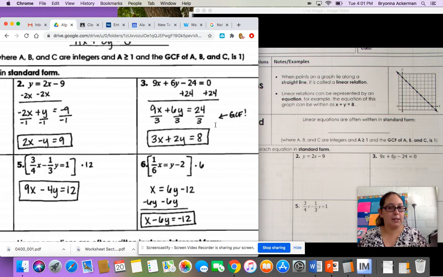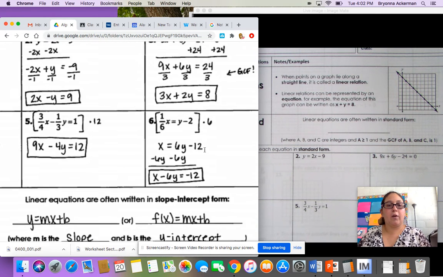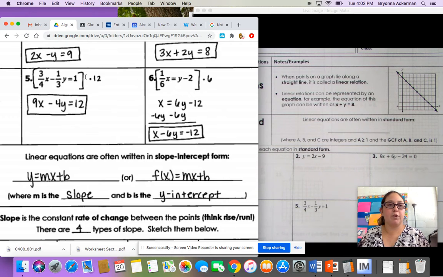And you're like, okay, well, x isn't negative. I'm good. But the issue is 9, 6, and 24 all have 3 in common. And so you actually want to divide everything by 3 because it's like reducing it, okay? And so now you have 3x plus 2y equals 8. Okay, so these were the notes from Monday. And so I want to kind of go over some new stuff today.